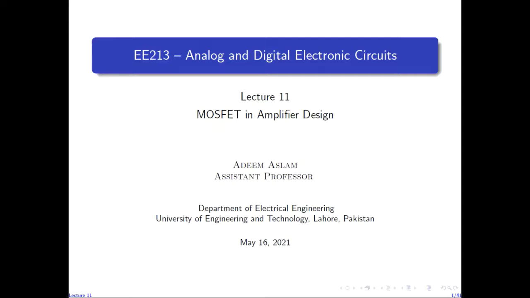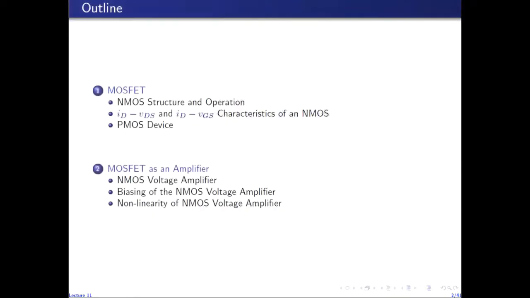Welcome to the 11th lecture on analog and digital electronic circuits, in which we will study MOSFETs as amplifiers. So I'll begin by introducing the MOSFET. We will study its physical structure and its operation. We will also derive the current voltage characteristics of the device. Then we will use the MOSFET to construct a voltage amplifier.